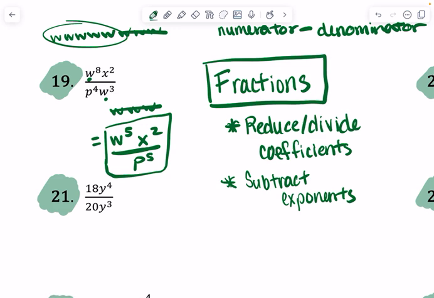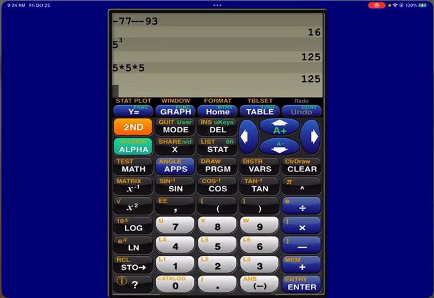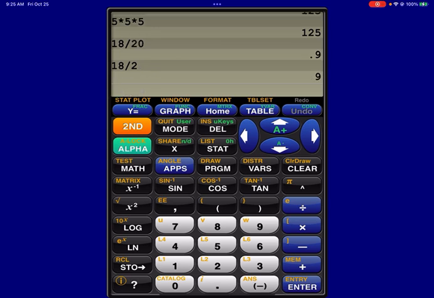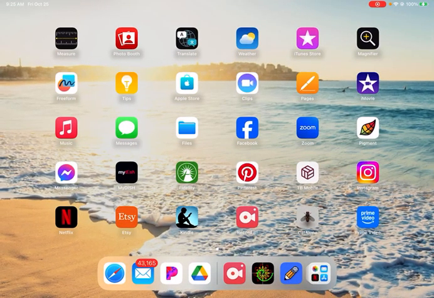So like for 21, 18, and 20, we're going to reduce 18 over 20. You don't want to divide. If it gives you a decimal when you try to divide them, it means it doesn't divide nicely. You get 0.9. So you need to find a GCF, the greatest common factor, that 18 and 20 are both divisible by. They're both divisible by 2. So 18 divided by 2 and 20 divided by 2. So 9/10.